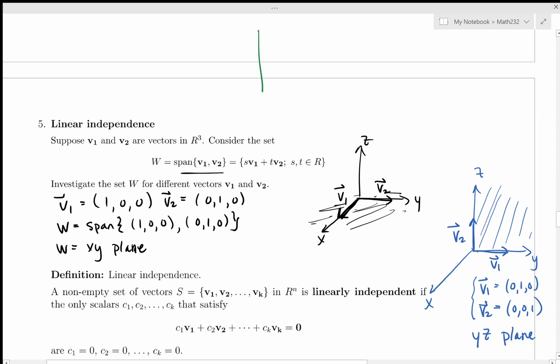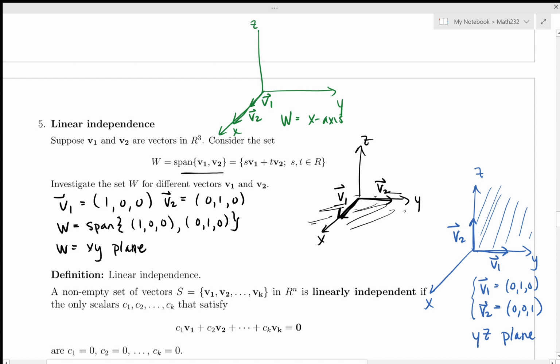Okay, so if we were here, x, y, and z, and then we took two vectors, let's just put them both on the x-axis, like that, v1, and then another one, v2. There they are. And then we look at the span of that. Then in that case, you're making all the linear combinations of v1 and v2, and you're only able to move back and forth along the x-axis. So in this case, the span of v1 and v2, which we've been calling w, is equal to the x-axis.